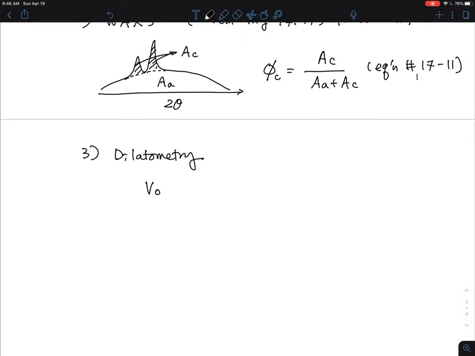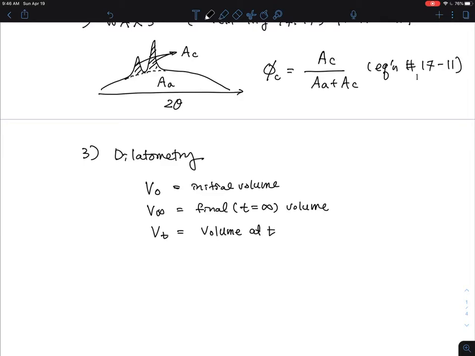They can measure the initial volume. This is an initial volume, and then they can measure this, which is the final. What that means is the time is infinity, final volume, and then the volume at time equal t.